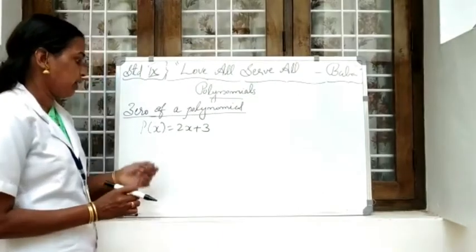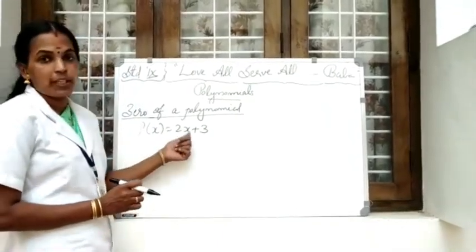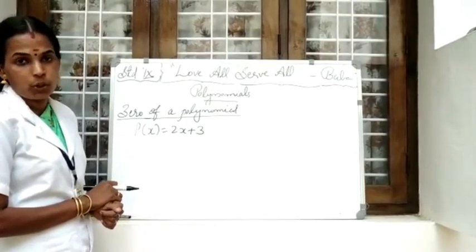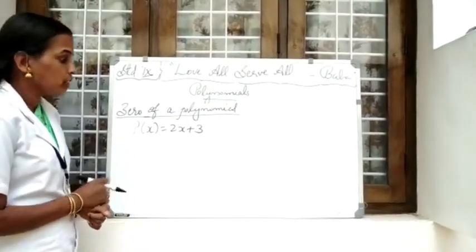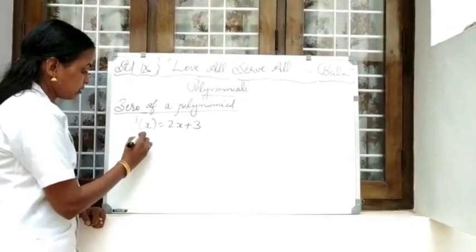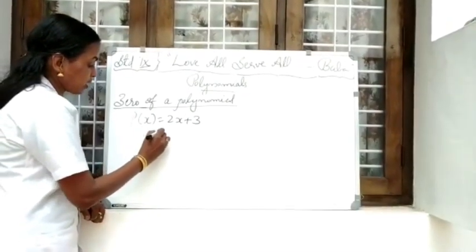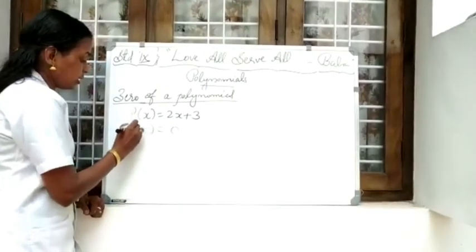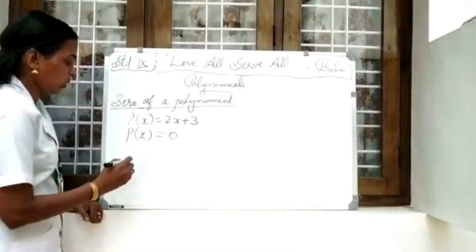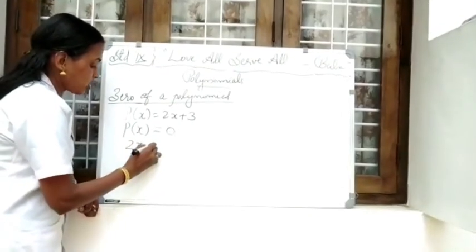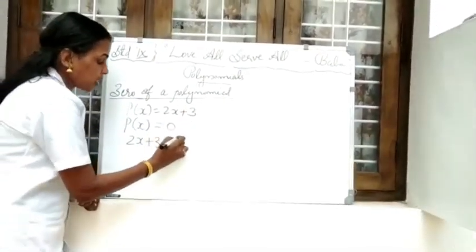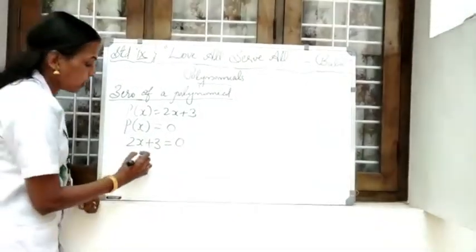For example, P of x equal to 2x plus 3. We have to find the 0 of this polynomial. We know for zeros P of x should be 0. That means 2x plus 3. Here P of x means 2x plus 3. So 2x plus 3 should be equal to 0.